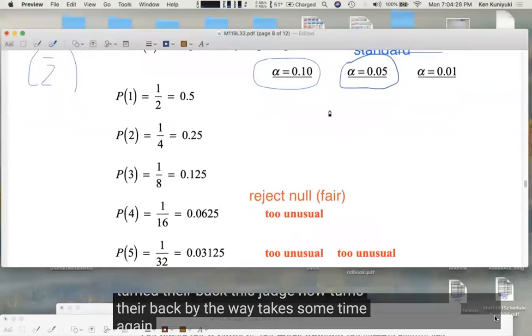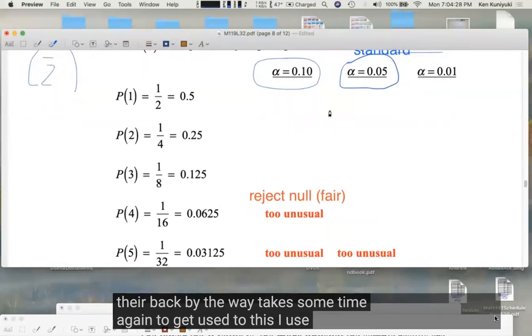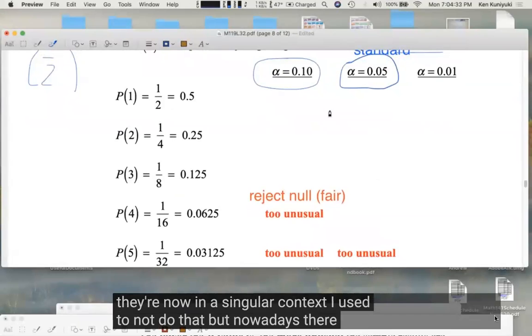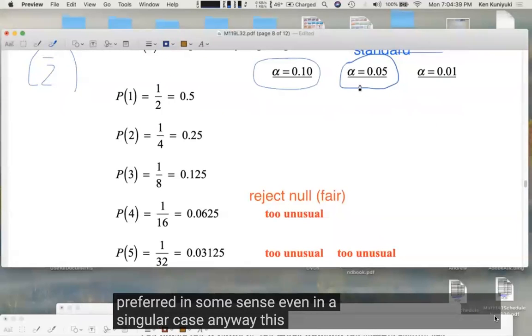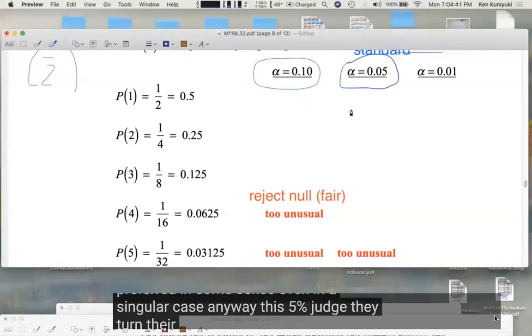By the way, it takes some time to get used to this. I use the term "there" now in a singular context. I used to not do that, but nowadays "they" is now preferred in some sense, even in a singular case. Anyway, this 5% judge, they turn their back.